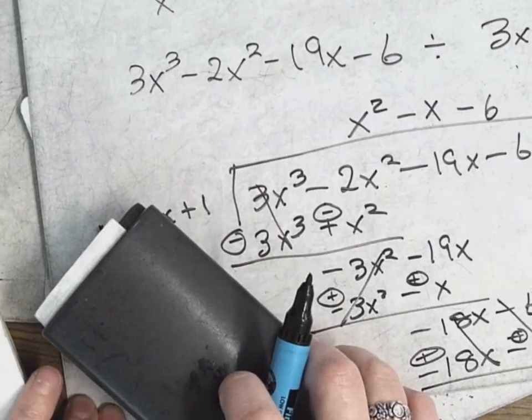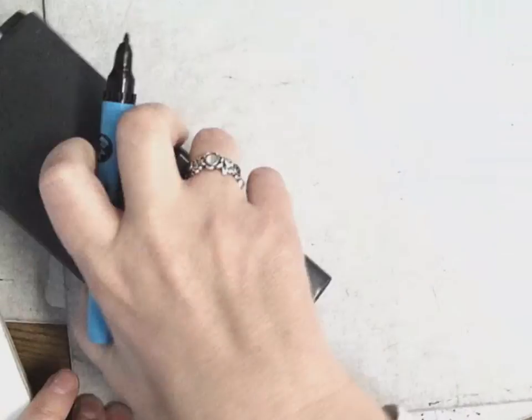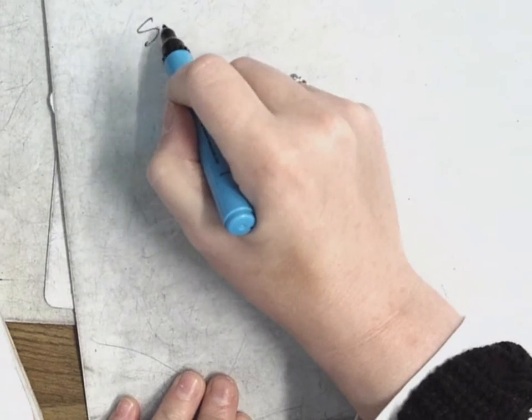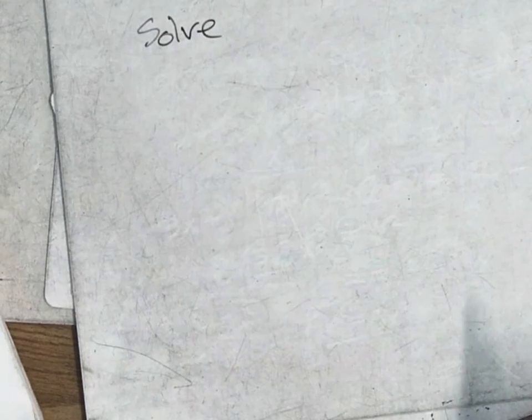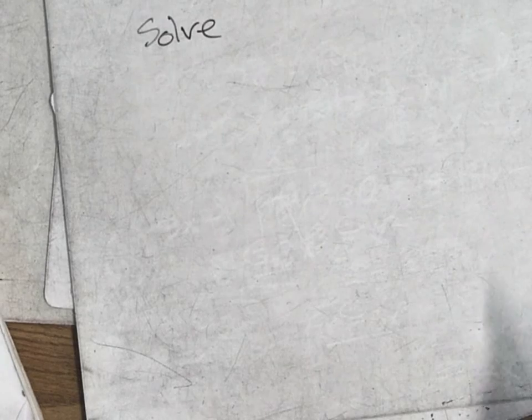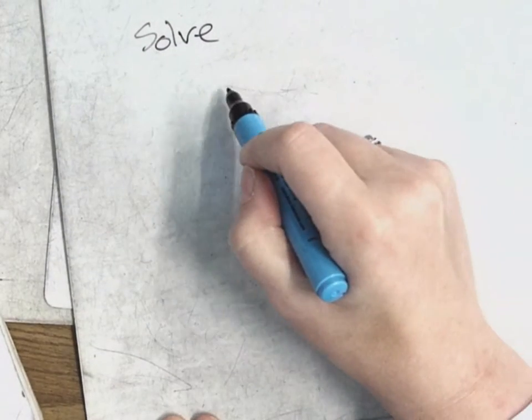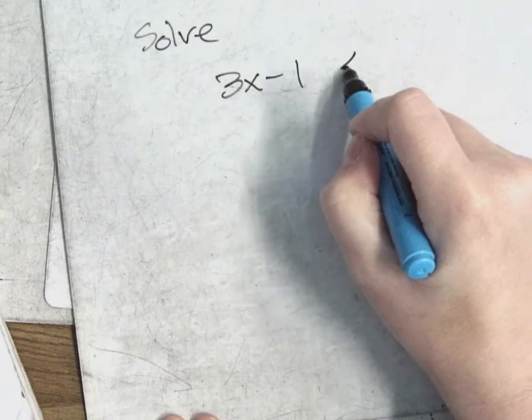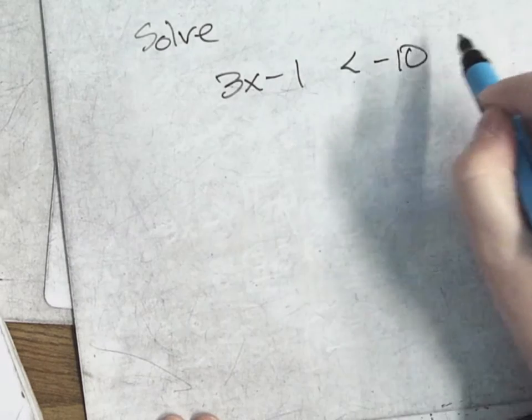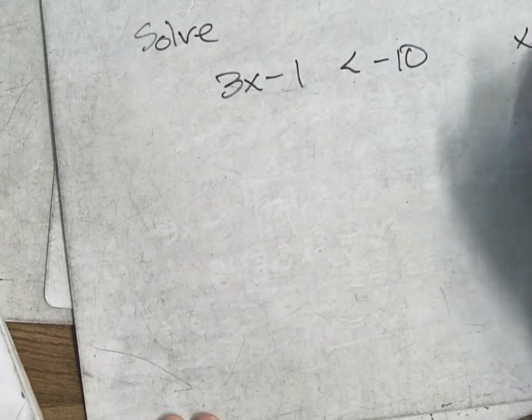Long division, okay? Right, the next thing I want to do is inequalities. Right? Okay. So it would be solve and then plot on a number line. So if I had something, 3x minus 1 is less than minus 10. X is an element of Z.